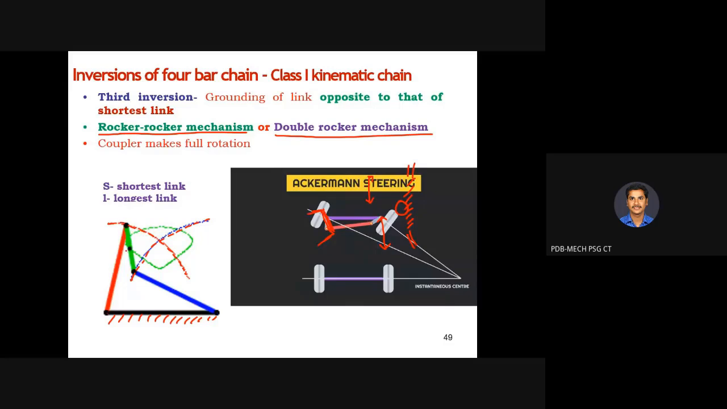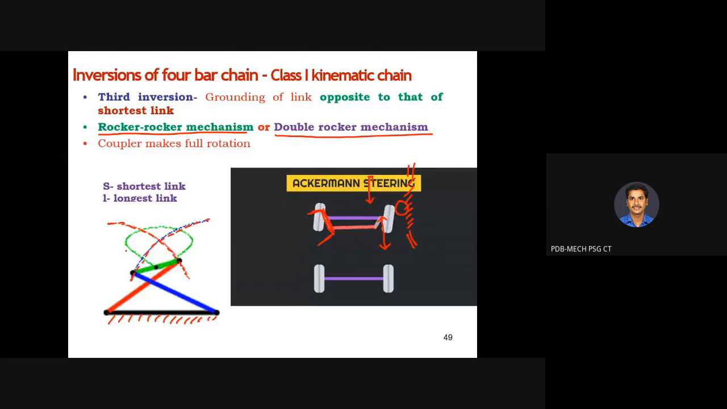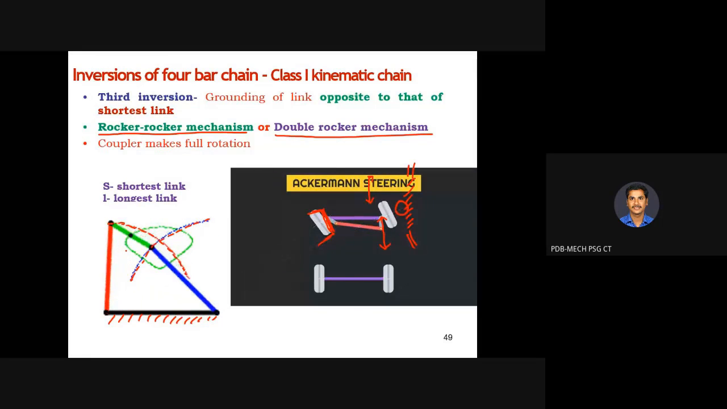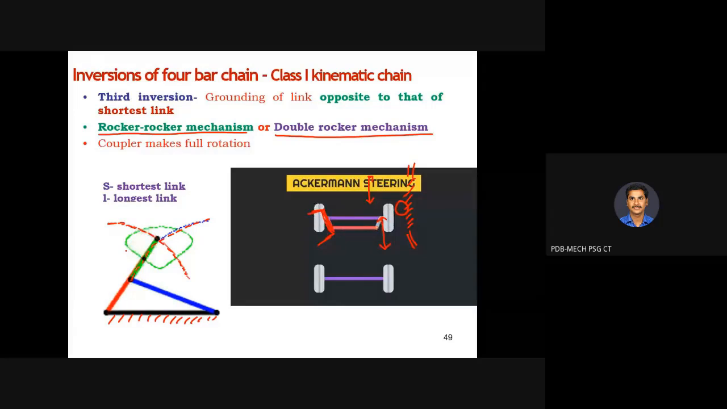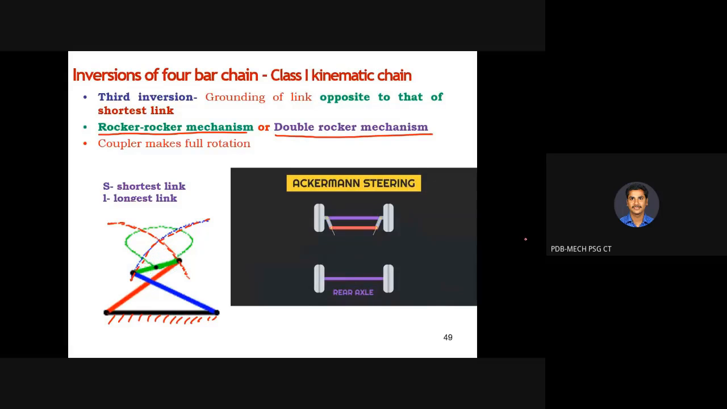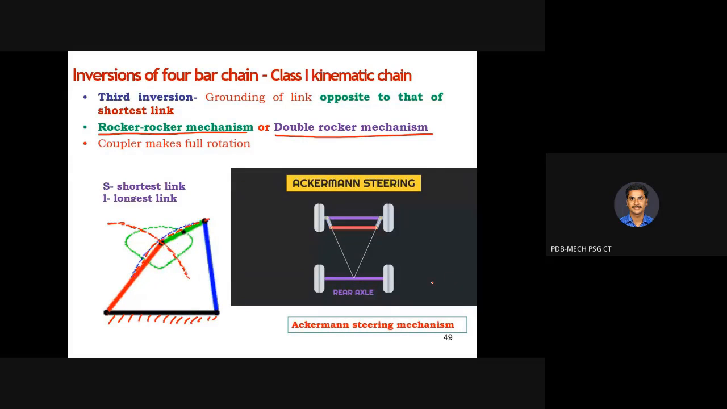This type of arrangement you can see in the steering principle. In the Ackermann steering principle, you can see the motion of this particular mechanism. Both wheels are going to make partial rotation. So we have seen different inversions of the 4-bar mechanism and the corresponding applications.